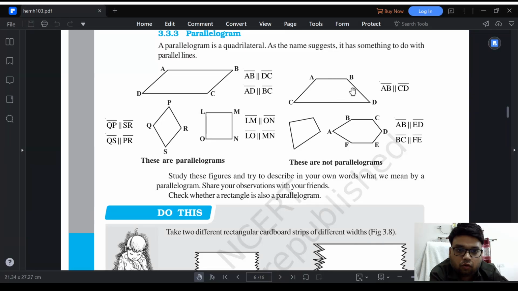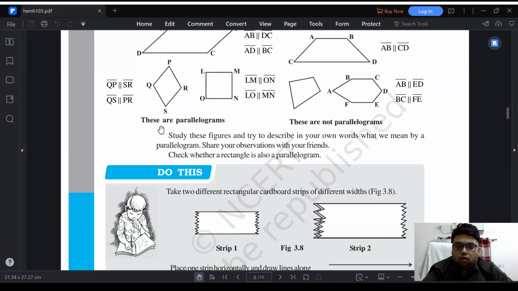In a trapezium only two sides are parallel, but here four sides are parallel. So a rhombus is also a parallelogram, and a square is also a parallelogram.